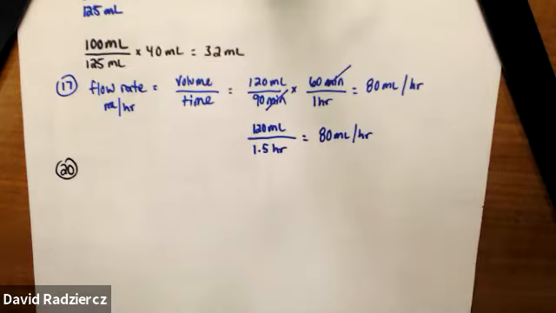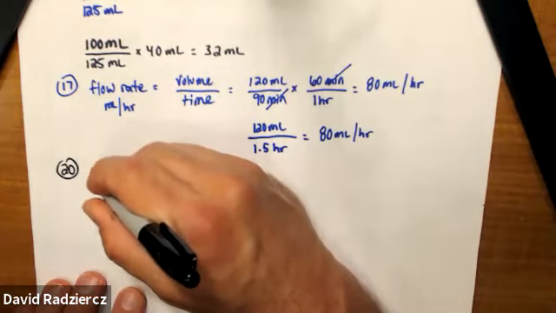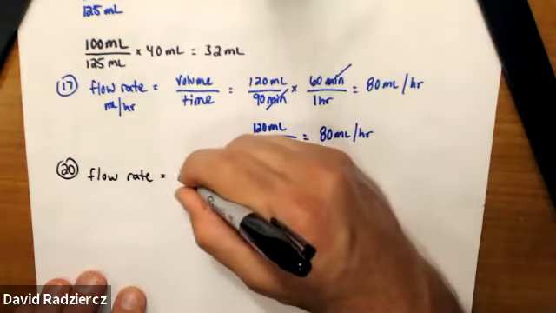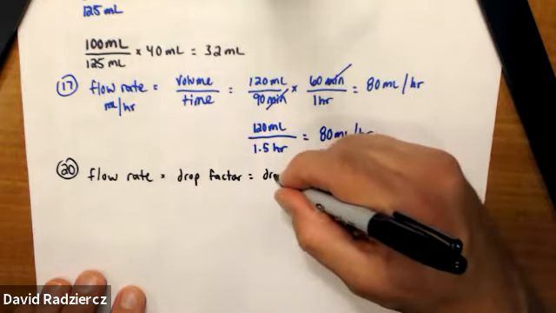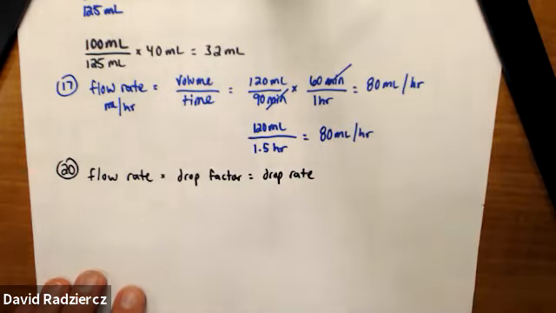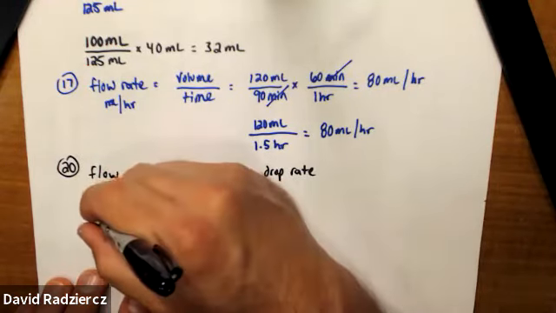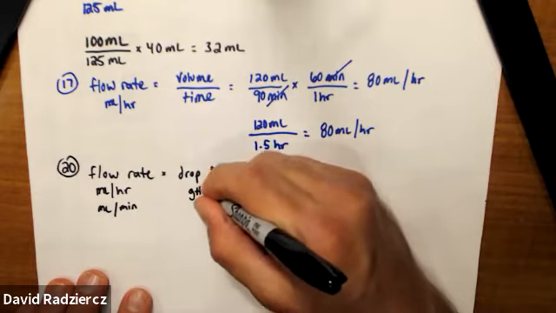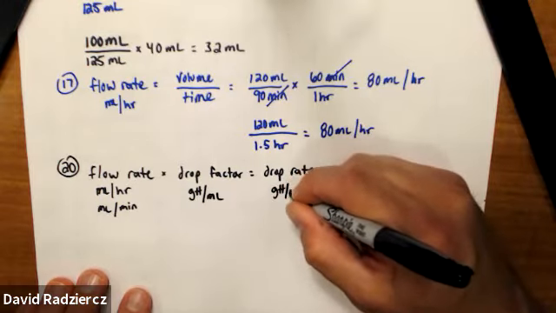So when we're calculating drop rates, right, we need two pieces of information. We need to know the flow rate. We need to know the drop factor. And those two pieces of information will give me the drop rate. Flow rate could be in milliliters per hour. It could also be in milliliters per minute. And then I think you already know that milliliters and cc's are the same thing. Drop factor is drops per milliliter. And the drop rate is usually going to be drops per minute.